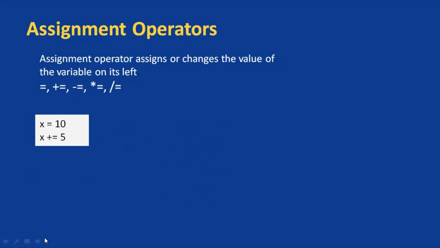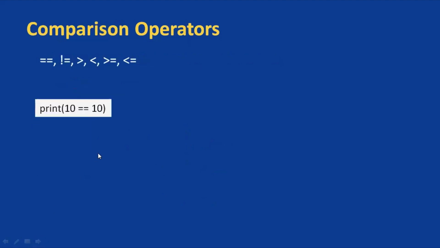Next, we have the comparison operator, or else we can call it relational operators. Relational operators are used for comparison. They compare the values of the operands on either side and determine the relationship among them. Here I have given print 10 equal to 10. Here both the values are the same, so comparing these values it will result in the value true.